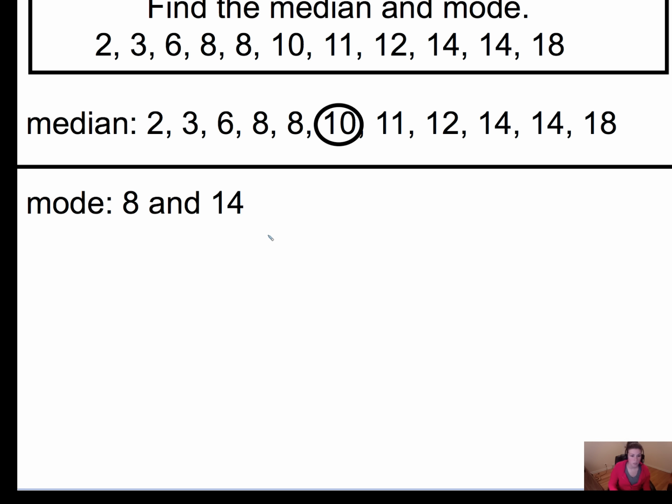Because with mode, sometimes you'll have no mode like we did in the last example. Sometimes you'll have one mode where it might just be 8. And then in other cases you'll have more than one mode, 8 and 14, or you might have 3, 8, 14, and another number. Okay, so mode can be a variety of answers.